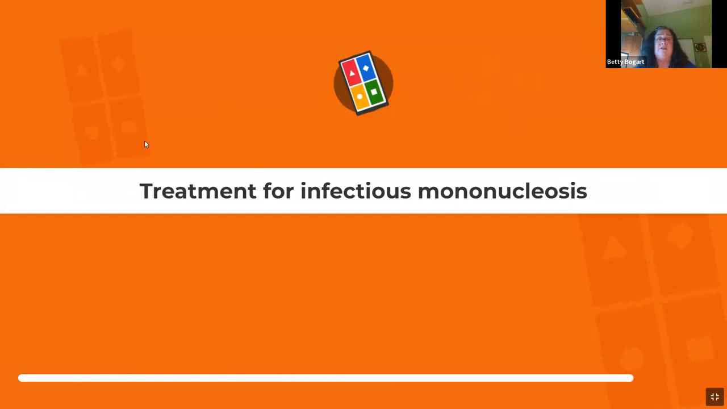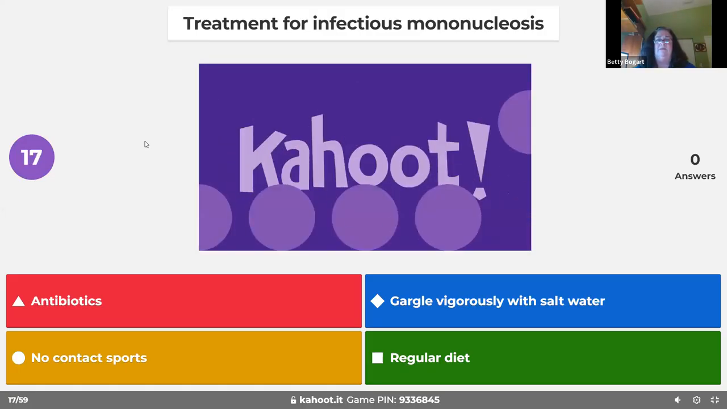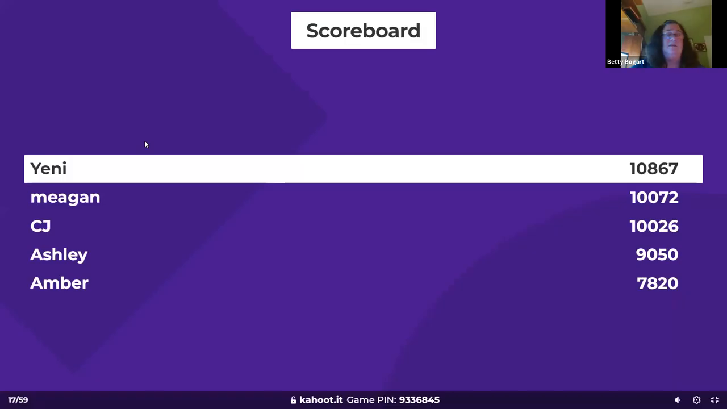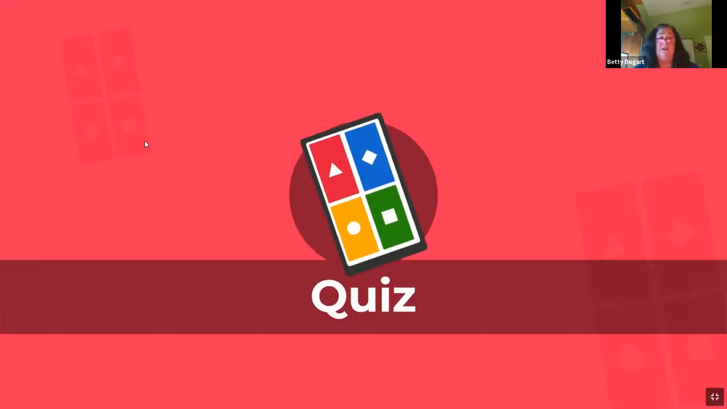Treatment for infectious mononucleosis is what? What's the number one? Kissing disease, right? No contact sports. Remember that spleen, big balloon, is going to explode and you're going to die. So again, making sure we teach these parents not to let them in PE until they're cleared by their pediatricians.